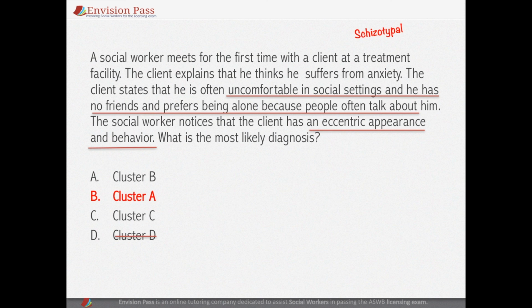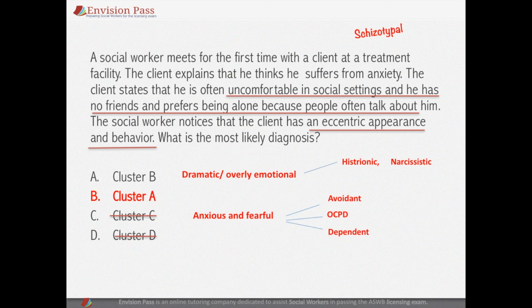There is no Cluster D personality disorder, and Cluster C are the anxious and fearful personalities, which includes avoidant, obsessive compulsive personality disorder, and dependent personality disorder. Cluster B personality disorders are the dramatic and overly emotional personalities, which includes histrionic, narcissistic, borderline, and antisocial personality disorders. Now, Cluster B and Cluster C personality disorders will be reviewed in my next presentations. Now, let's move on to the next question.